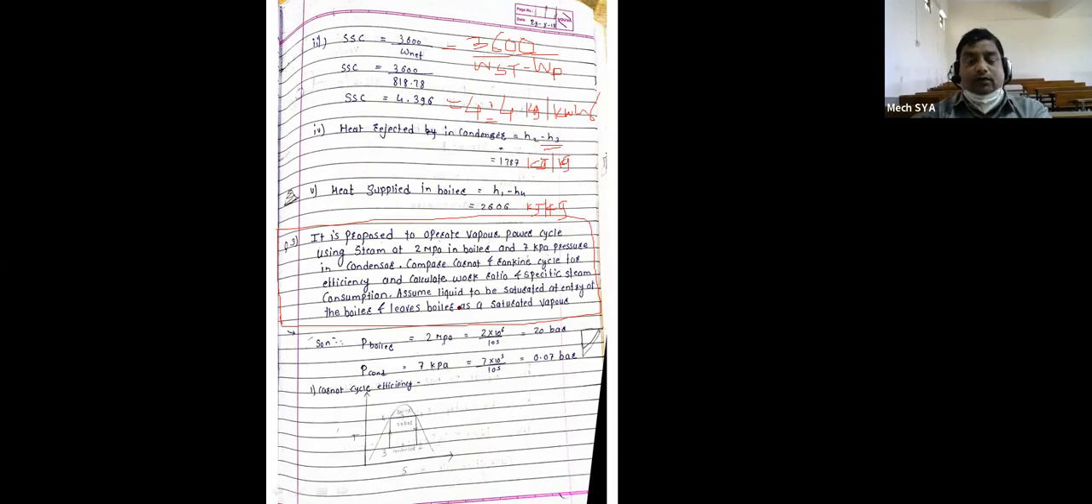It is proposed to operate a vapor power cycle using steam at 2 megapascal in the boiler and 7 kilopascal pressure in the condenser. Compare Carnot and Rankine cycle for efficiency and calculate work ratio and specific steam consumption. Assume liquid to be saturated at entry of the boiler and use the boiler as saturated vapor. This numerical has been asked 2 or 3 times.